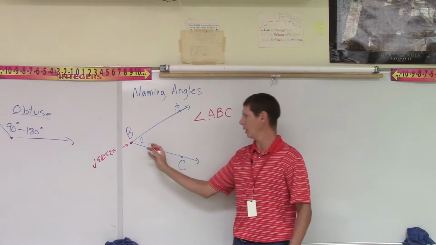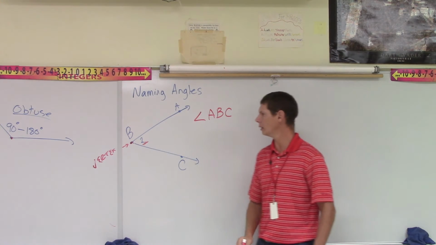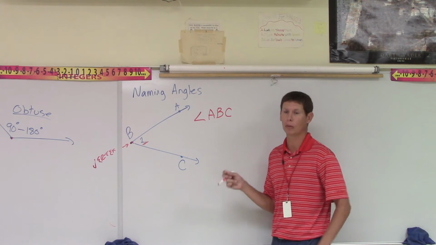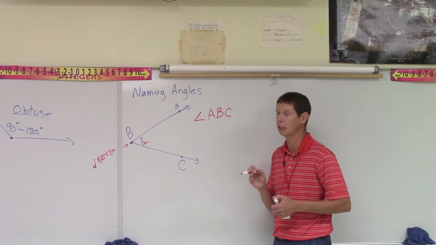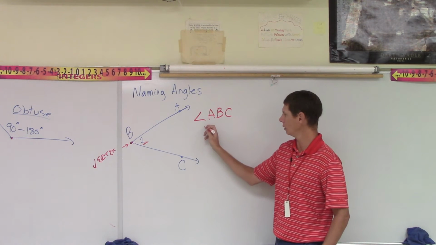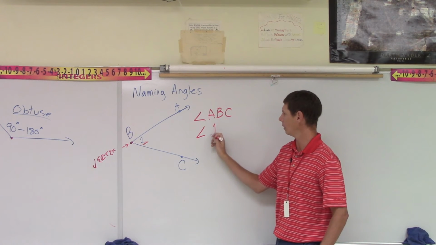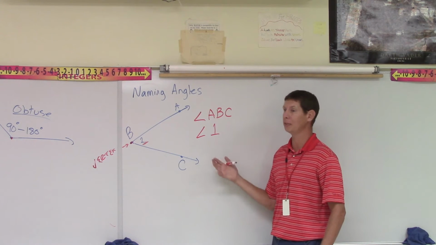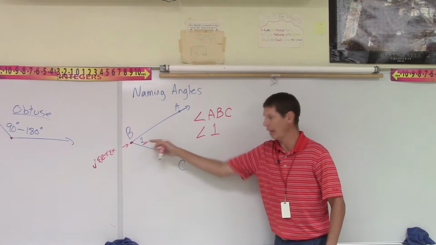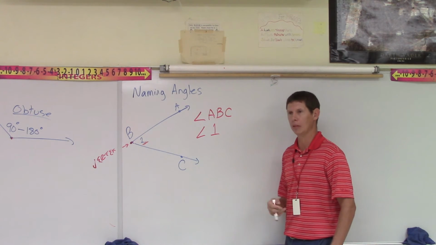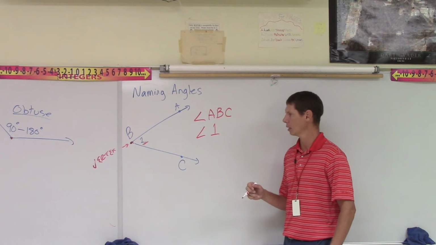The next way you can name an angle is when you have a little number in there, when it's not a measure, when you don't see the degree sign by it. If that's the case, it's actually the name of the angle. So we could say, all right, we're going to name this angle 1. Simple as that. And as we progress through the year, you'll actually see that happen quite a bit, where we put little numbers in there and just name it by that specific angle.